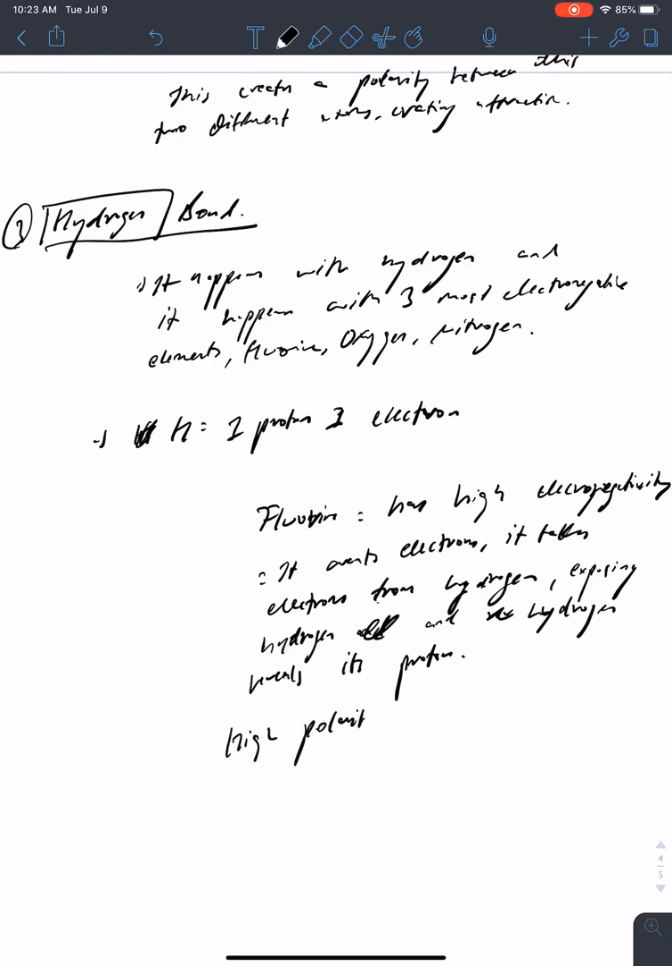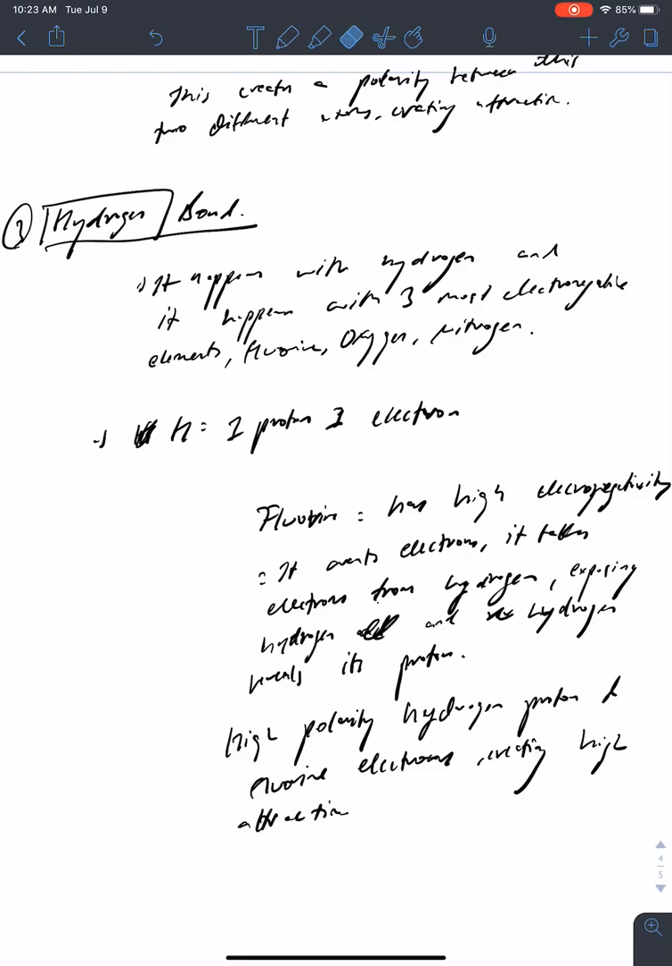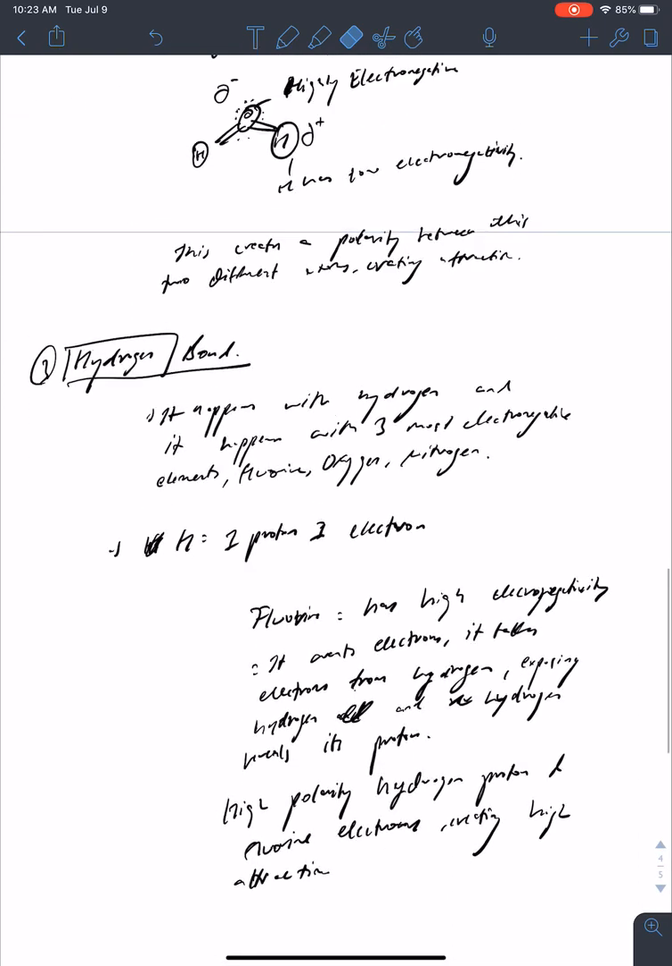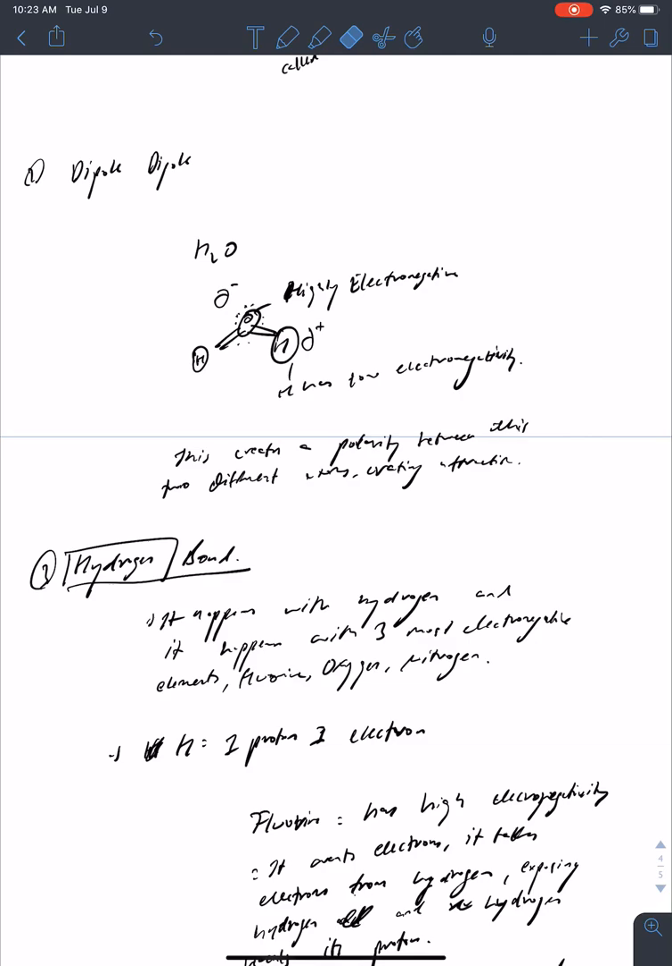When hydrogen reveals its proton, what happens is that there's a high polarity, right? There's a high polarity between the hydrogen proton and fluorine electrons, creating high attraction. So the hydrogen bond is also the same with hydrogen and oxygen, since it's one of these FON elements, right?